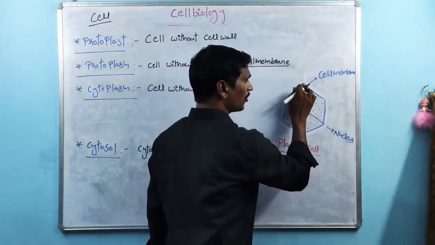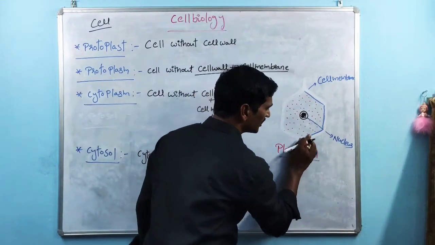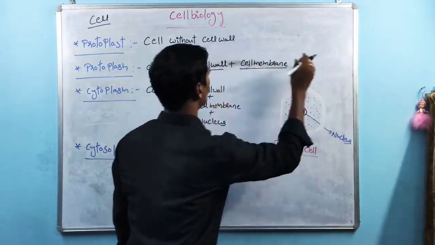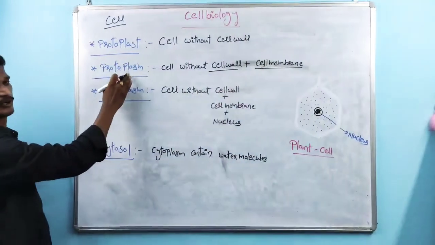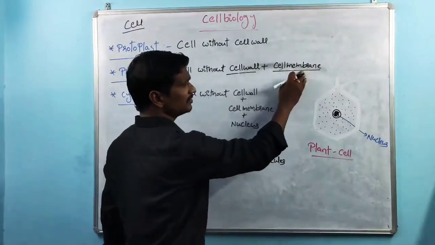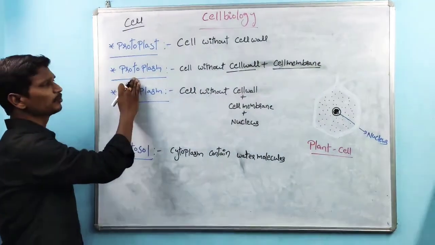If we remove the cell wall and the cell membrane, the remaining part is called as protoplasm. Cell without cell wall and cell membrane. Both these are absent. That part is called as protoplasm.